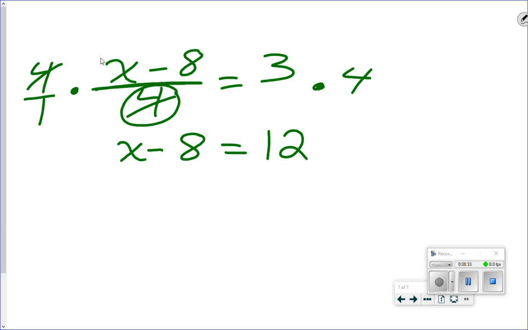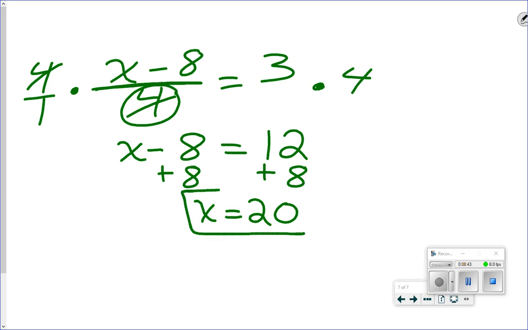And then I can solve it. It's a one-step equation with subtraction, so to get rid of this, add 8 to both sides. And x equals 20. And that's the basic types of one- and two-step equations that you'll run across.